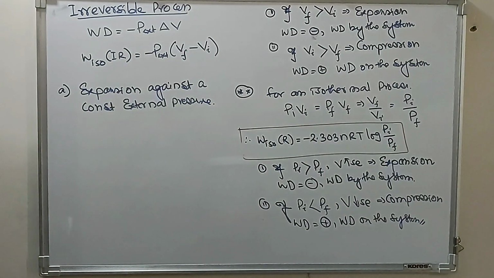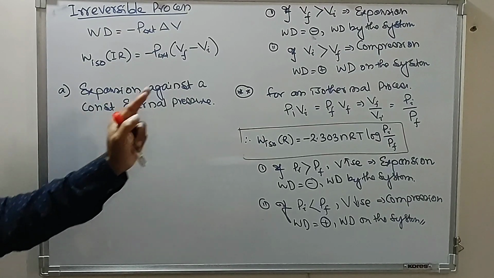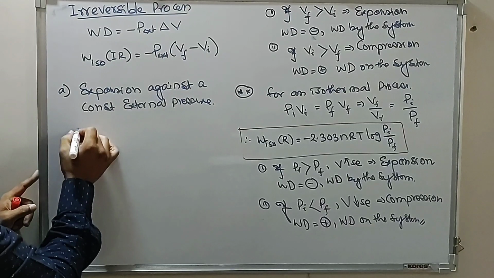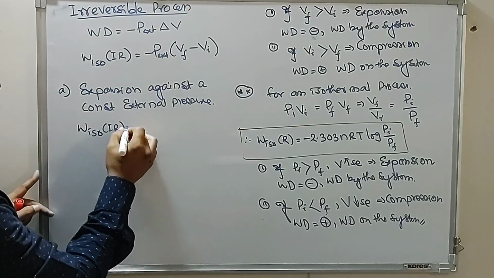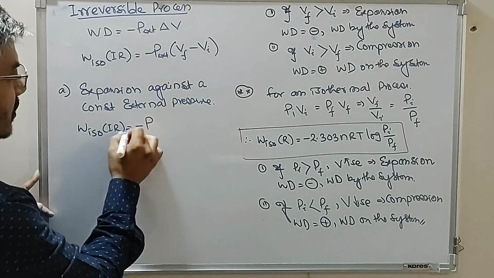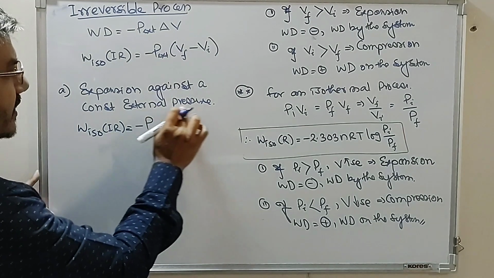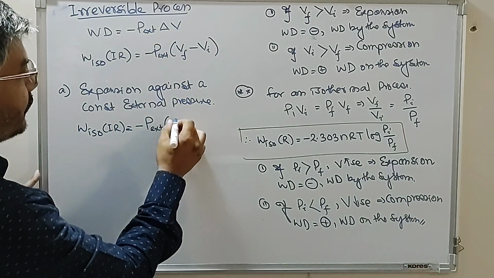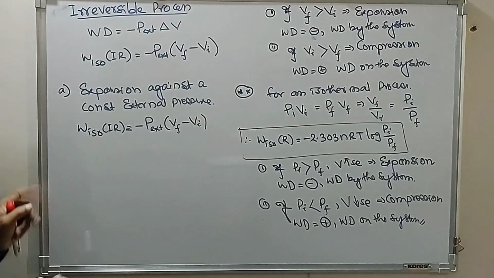Work done in an irreversible expansion against a constant external pressure. So for this, look at this. Work done, isothermal irreversible, will be equal to minus, because expansion is carried out against a constant external pressure, so P external times V final minus V initial.